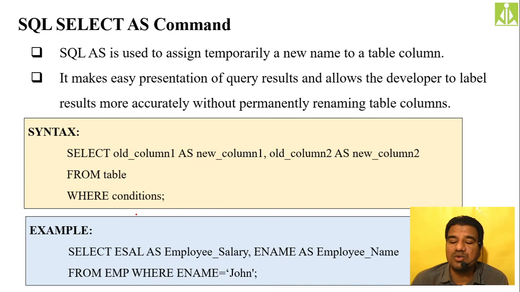Whatever query result you want to show to other persons, you can put a different name over there, a more suitable, more understandable name for your column. How can we do that? The syntax, if you see, is very easy. Select, first of all you put the old name, then the new name, and in between the old name and the new name you put AS.